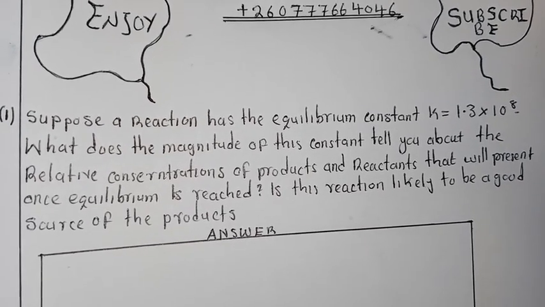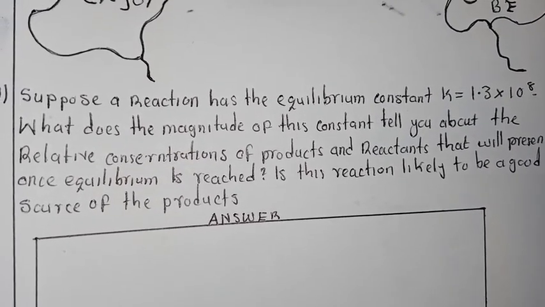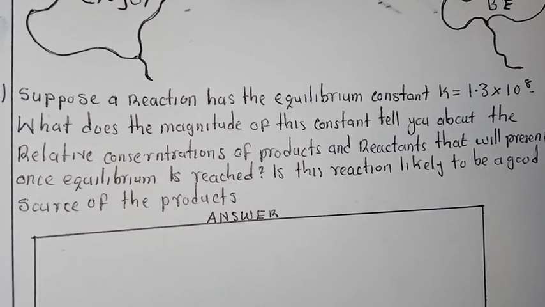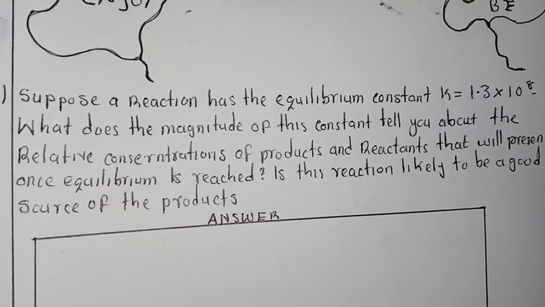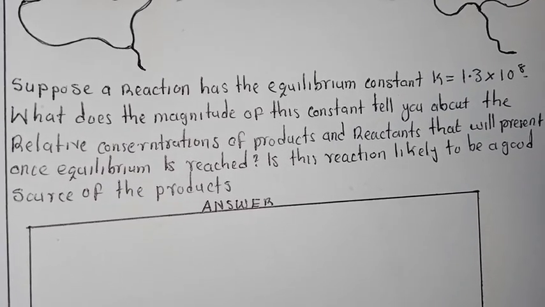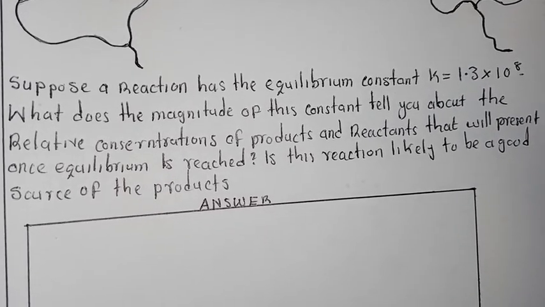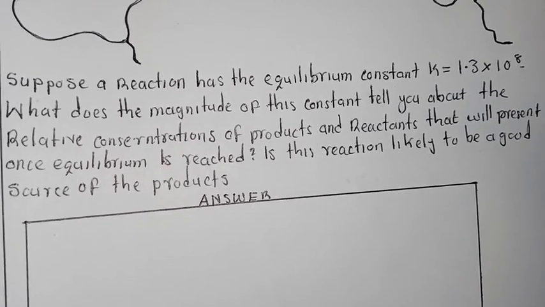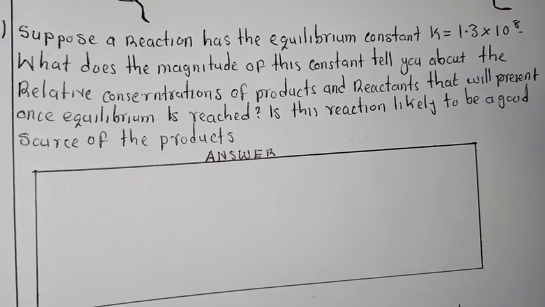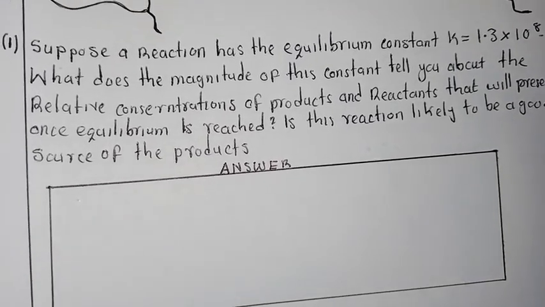So there's a question here, and the question is simply saying, suppose a reaction has the equilibrium constant K of 1.3 multiplied by 10 to the power 8. What does the magnitude of this constant tell you about the relative concentrations of products and reactants that will be present once equilibrium is reached? Is this reaction likely to be a good source of the products? All right, so let's get to the answer. But for us to answer this question, we will first of all look at our equilibrium constant.